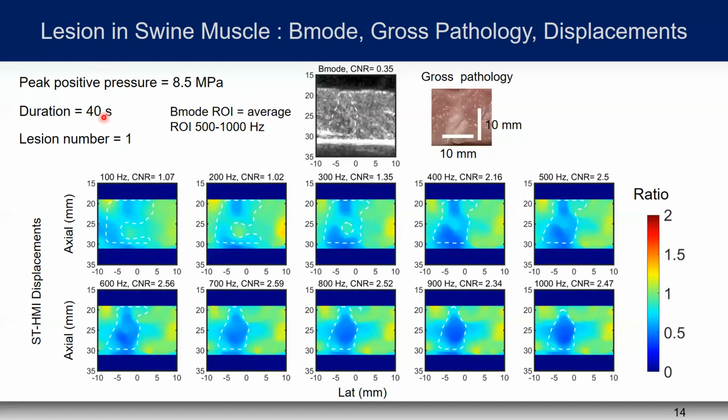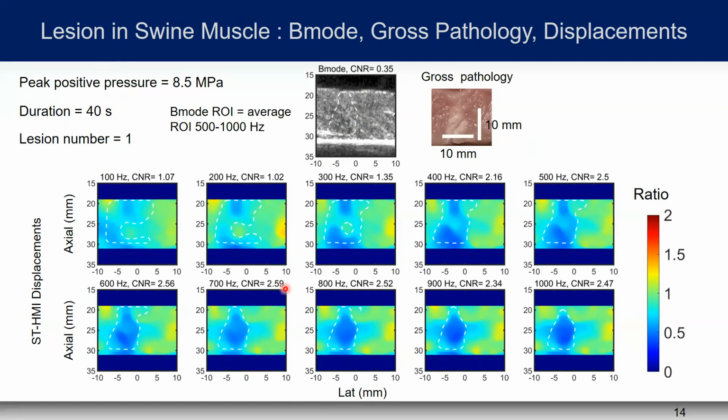However, when the duration was smaller, 40 seconds, you can see that the lesion size was smaller. Again, the B-mode was not able to detect the presence of the lesion. However, if you look at the higher frequency displacement image, you can see that it clearly detects the presence of the lesion. So for a smaller lesion, the higher frequency was better.